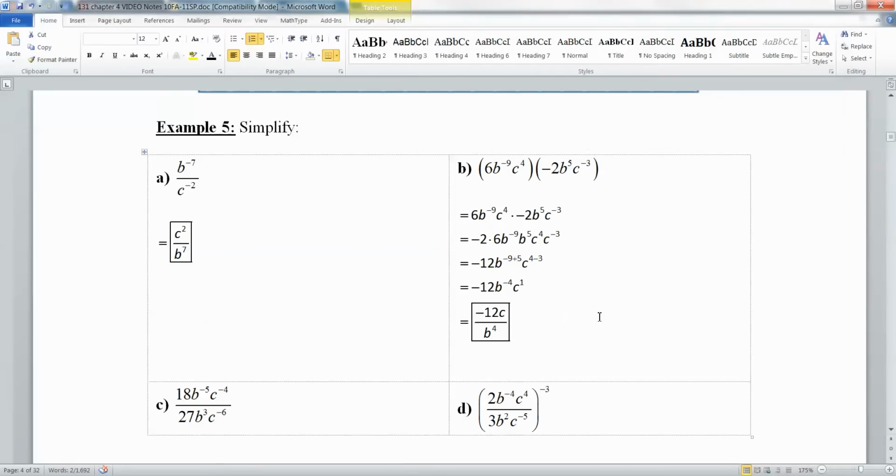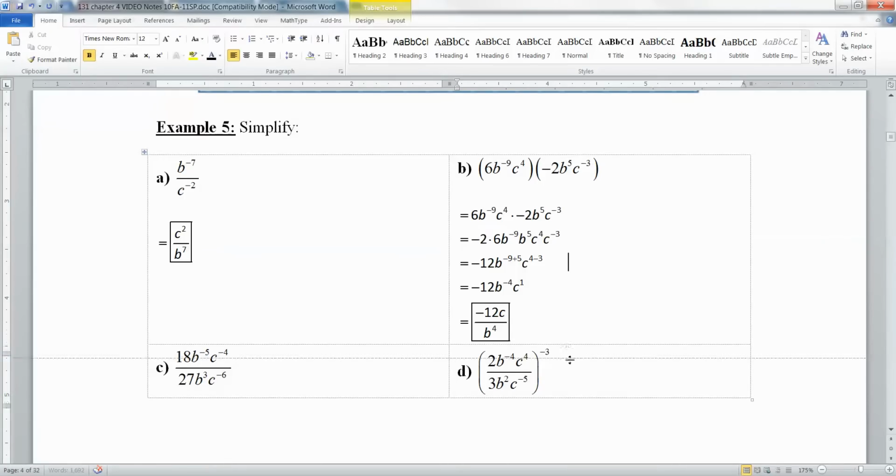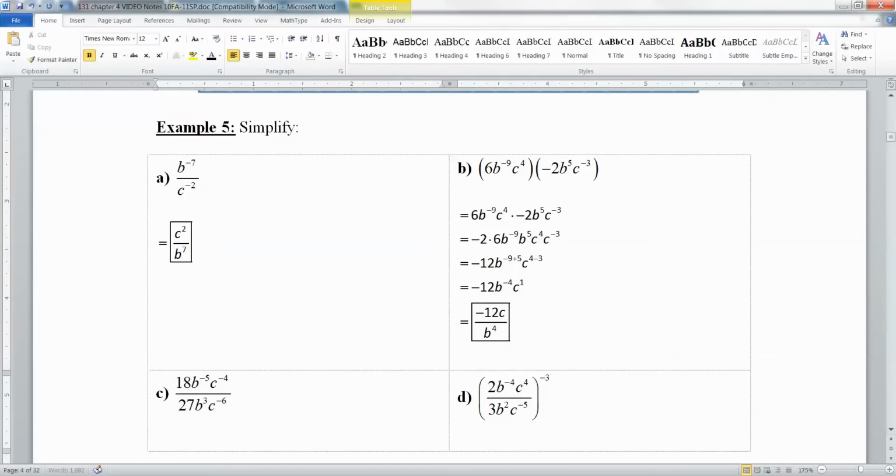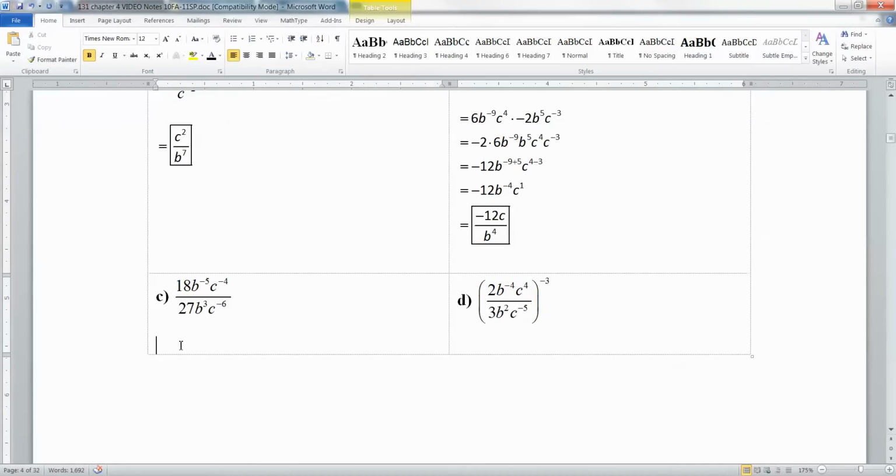Done with that one, right? There's no parentheses, no letters written more than once, and no negative powers. You can have negative numbers, negative 12, that's fine, but no negative powers. And we've got time for C.